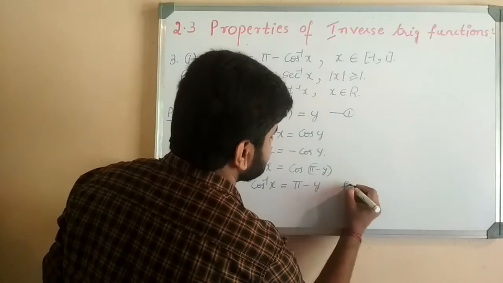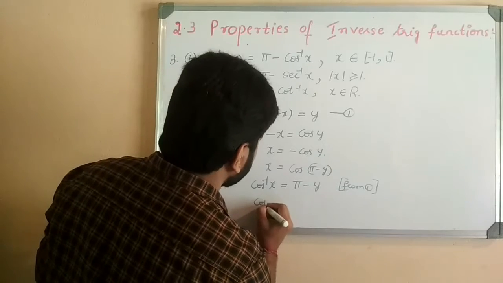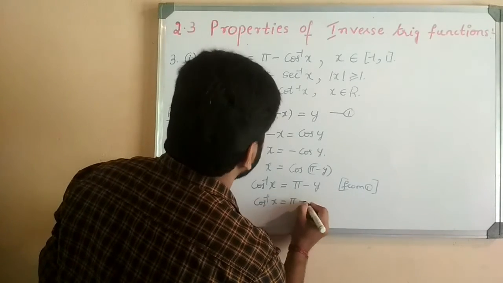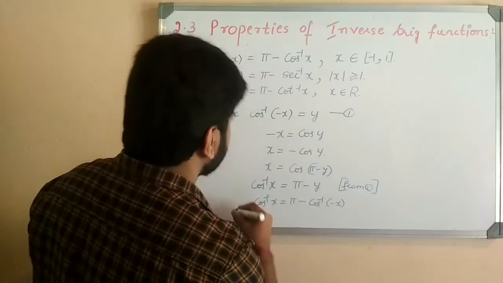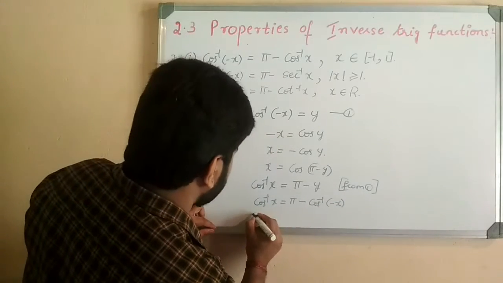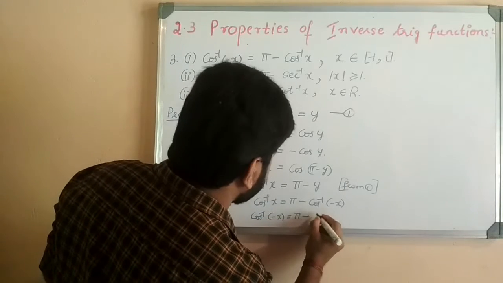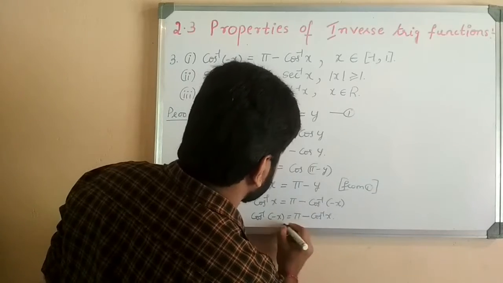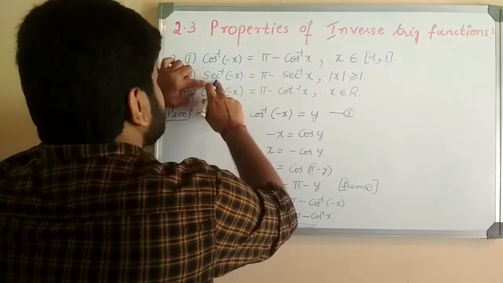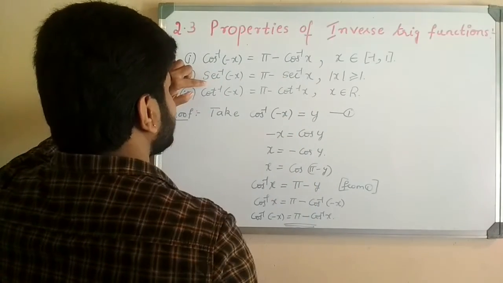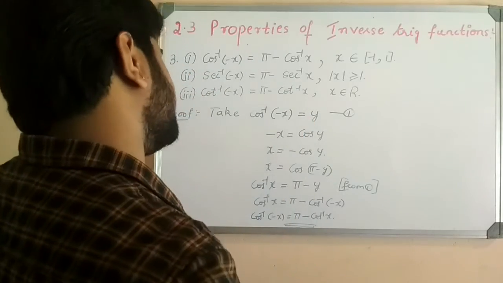So from 1, y is equal to cos inverse of minus x. So when it comes to here, cos inverse of minus x is equal to pi minus cos inverse x. Similarly, secant inverse of minus x is equal to pi minus secant inverse x, and cot inverse of minus x is equal to pi minus cot inverse x.